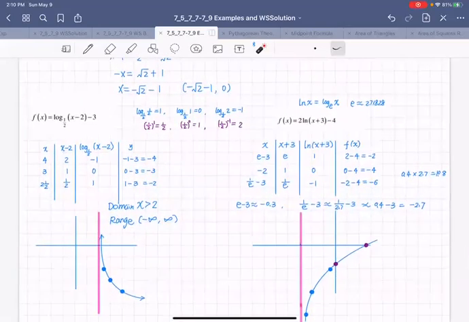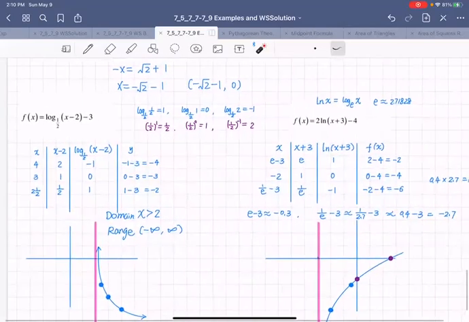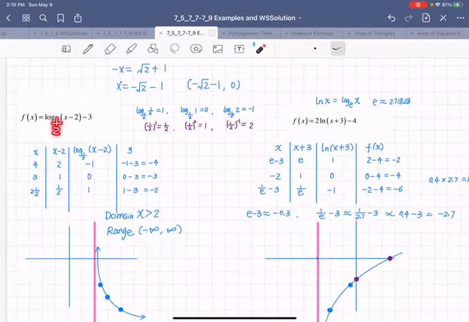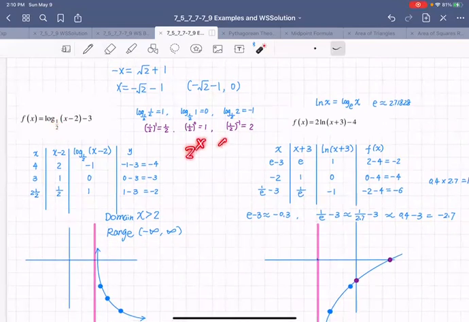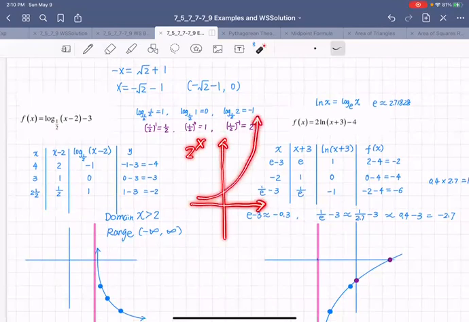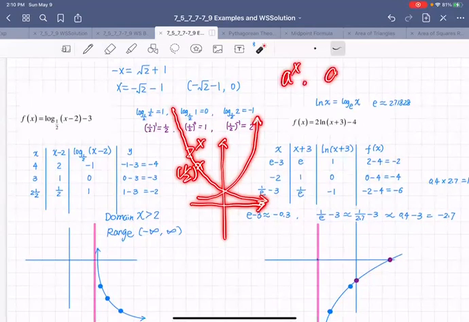There are still many other practice. What will happen if you have a number as a base which is between 0 and 1? When you have 2 to the power x, your exponential function goes like this. When you have (1/2) to the power x, you have exponential decay. Remember, a to the power x, when a is bigger than 1, you get exponential increase.